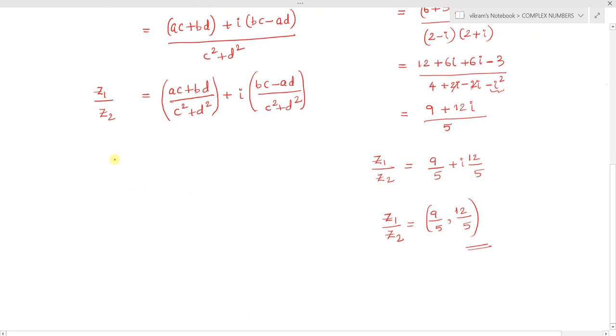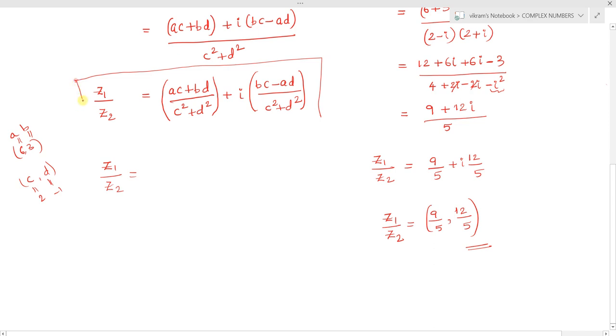So z1 by z2 is given by, here z1 is given as 6 comma 3, so that means a plus ib, where a is equal to 6 and b is equal to 3. And c plus id, c comma d, where c is equal to 2 and d is equal to minus 1. Now use this formula.